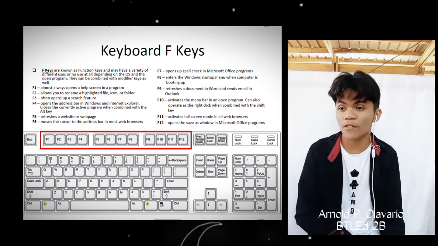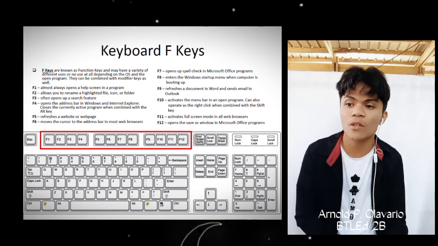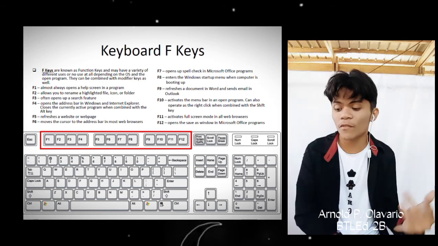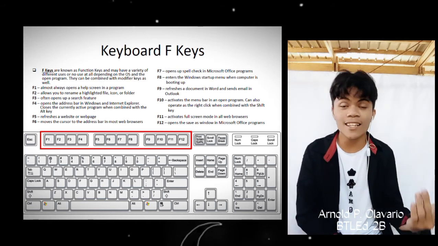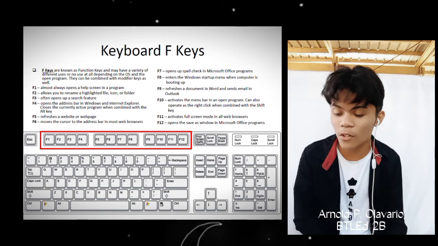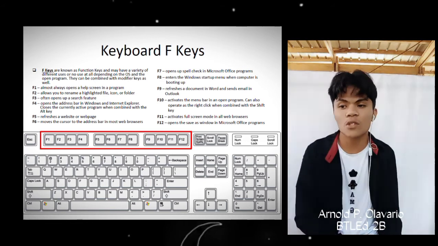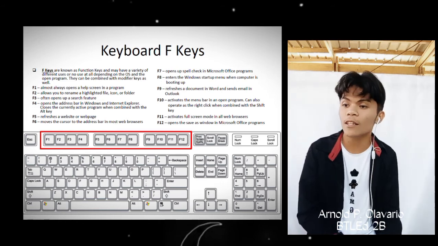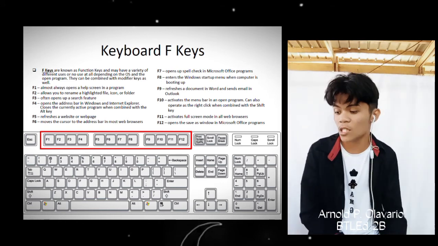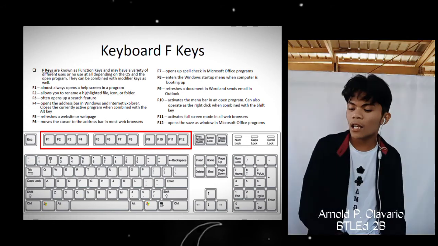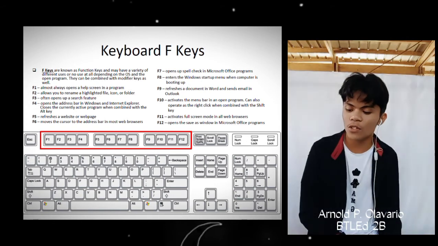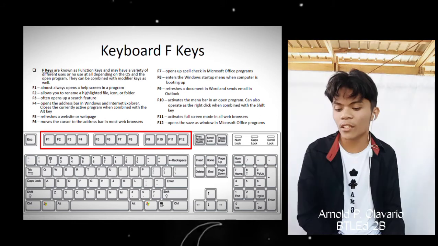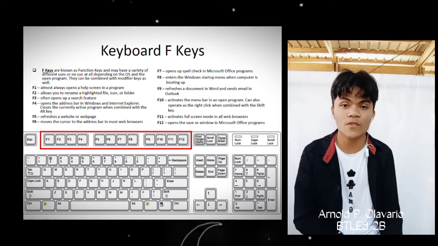So next is the F7, which opens up a spell check in Microsoft Office programs. It doesn't have a very specific function, but when you hit it, a pop-up window emerges to review spelling and grammar in Microsoft Office. Then F8 enters the Windows startup menu when the computer is booting up. This key has been assigned an often used function, selecting in a word, and when hit while the computer is starting up, it opens safe mode.